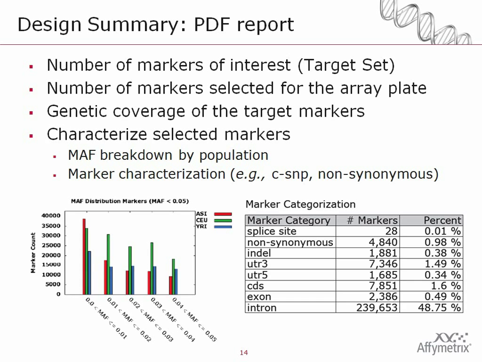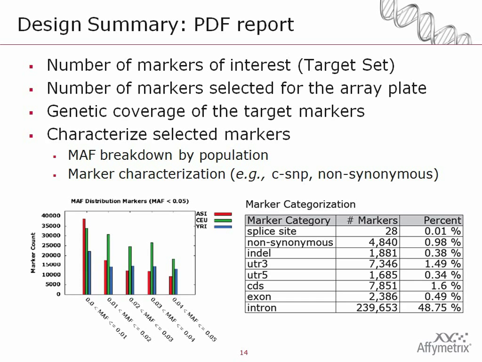So the first thing that comes back is a design summary, or the PDF report. It identifies the number of markers of interest that you specified, the target set, the number of markers that were actually selected to go on the array, which we call the selected set, and the genetic coverage of the target markers, how many of them were covered. And then we characterize the selected markers by minor allele frequency breakdown and population, and also by their relationship to transcripts. And these are presented as a PDF report.